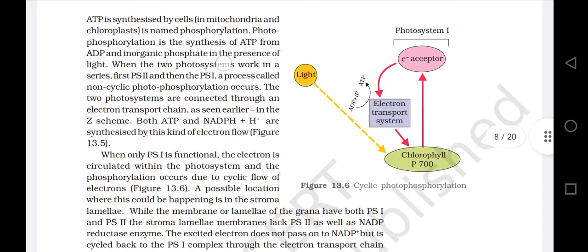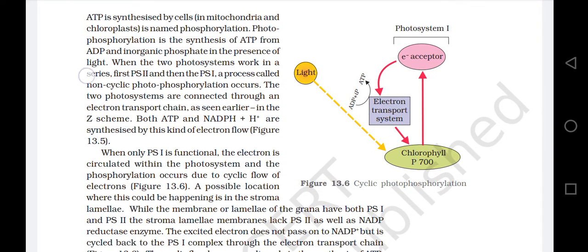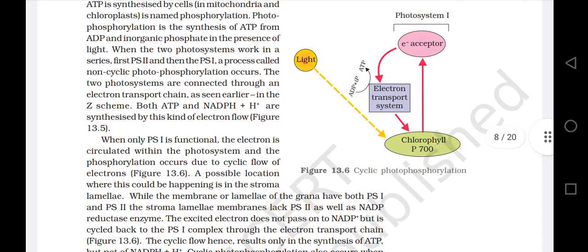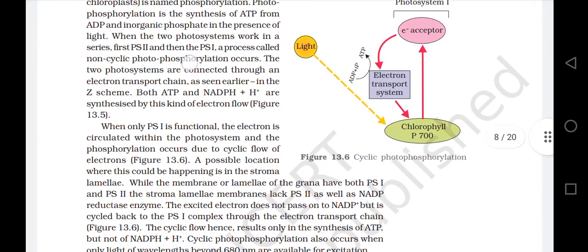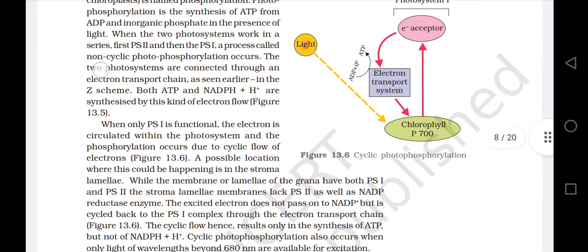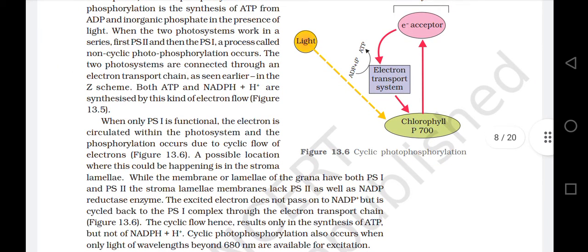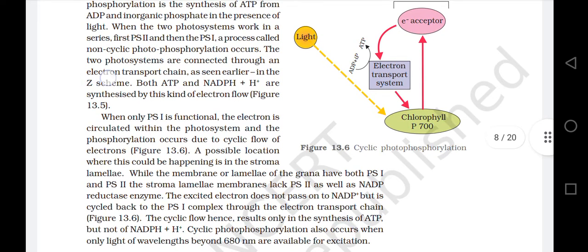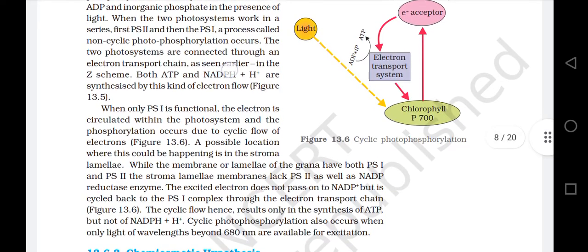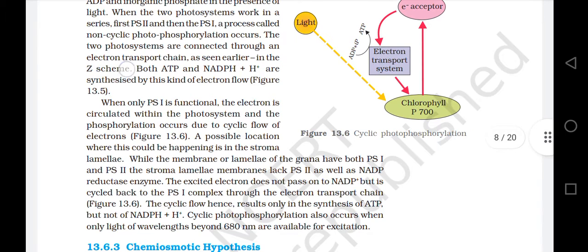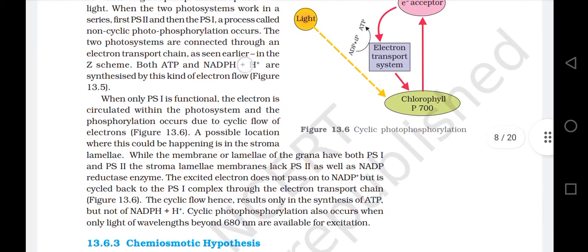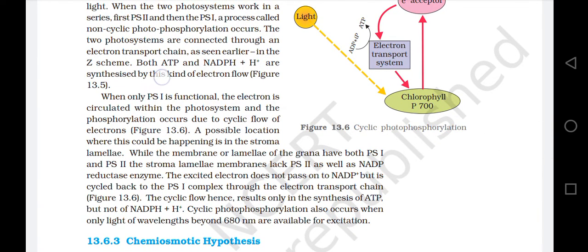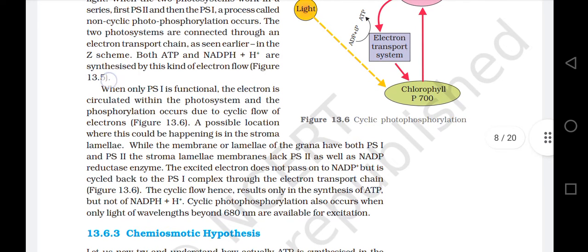When the two photosystems work in a series, first photosystem 2 and then photosystem 1, a process called non-cyclic photophosphorylation occurs. The two photosystems are connected through an electron transport chain, as seen earlier in the Z scheme. Both ATP and NADPH plus H plus are synthesized by this kind of electron flow, figure 13.5.